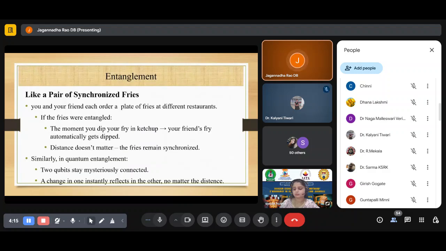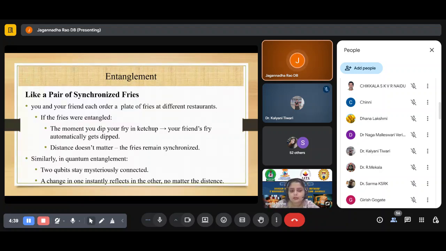The next one is entanglement. What is entanglement? It's like a pair of synchronized pairs. For example, take French fries. You and your friend each order a plate of fries at different restaurants. If the fries were entangled, then the moment you dip your fry in ketchup, your friend's fry automatically gets dipped. So distance does not matter.